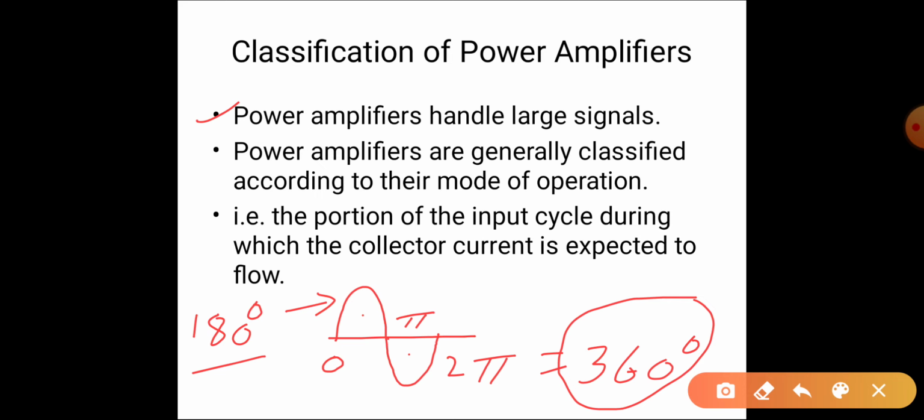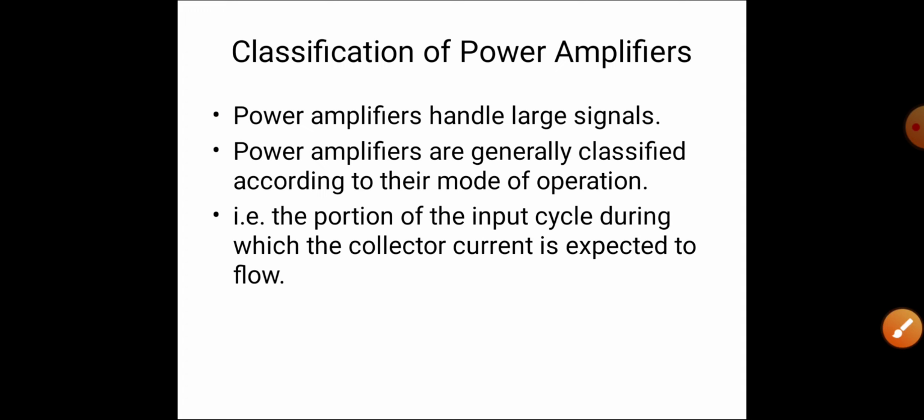I hope you all got the concept of 360 degrees, that is a full cycle, 0 to 2 pi, that is one complete cycle of a sinusoidal signal. The positive half cycle, that is 0 to pi, is nothing but 180 degrees, and the negative half cycle, that is pi to 2 pi, is also 180 degrees. So combining both the half cycles we get the full 360 degrees. So we'll go to the next classification. We'll start to classify the power amplifiers.